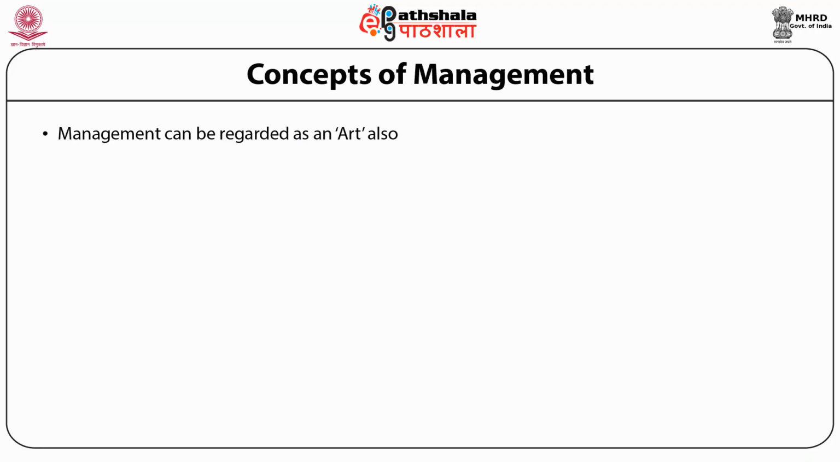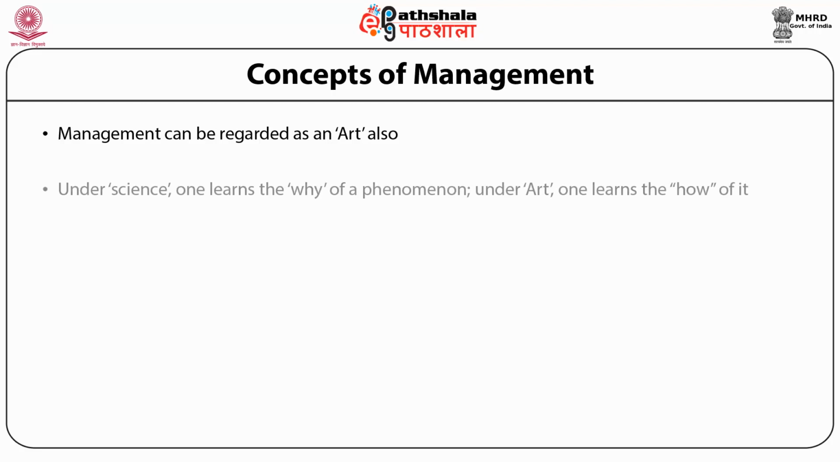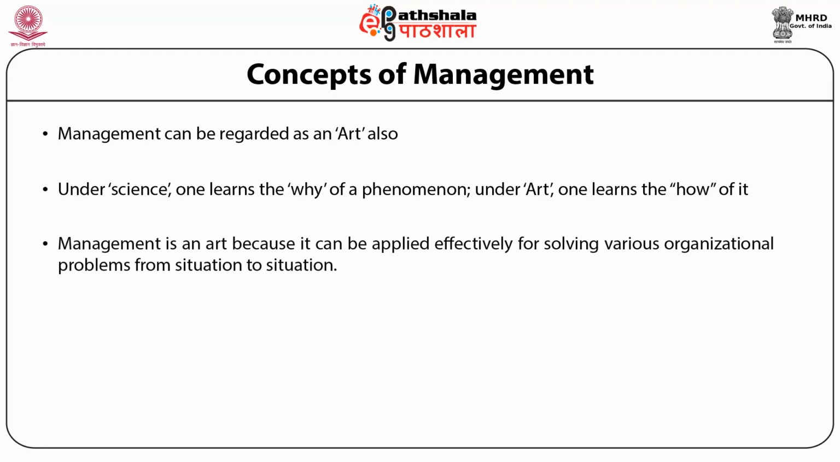Management can also be regarded as an art. L.M. Prasad is of the opinion that the meaning of art is related with bringing of a desired result through the application of skills, whereas under science one learns the why of a phenomenon, but under art one learns the how of it. Art is thus concerned with the understanding of how particular work can be accomplished. So, management is an art because it can be applied effectively for solving various organizational problems from situation to situation. Thus, it is evident that management has the characteristics of science as well as art.